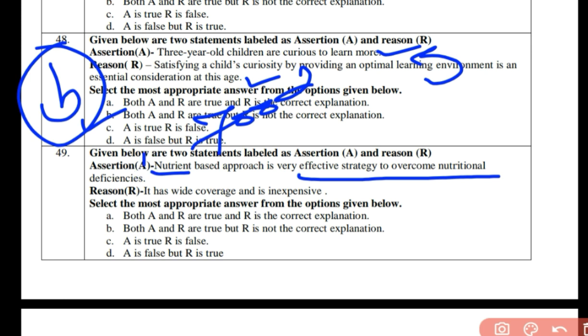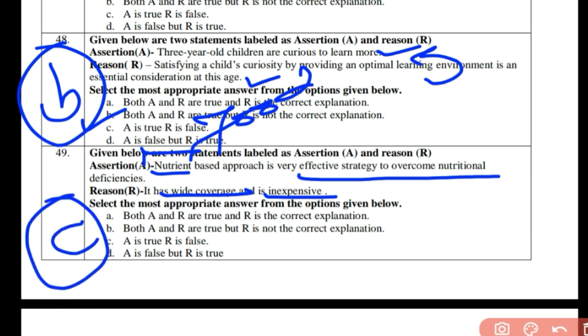No, when we are talking about a nutrient based approach, you might have to be very nutrient specific, and so it will not cater to the larger population. This is not inexpensive and it does not have wider coverage. We plan it for small groups, and it is expensive because we actually pinpoint the problem and deal with that very specific problem. So here the answer is option C. A is true, but R is false.